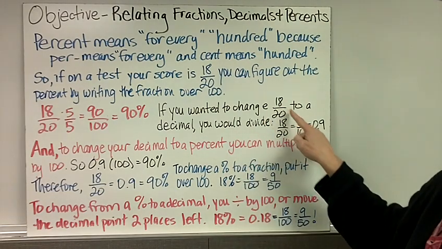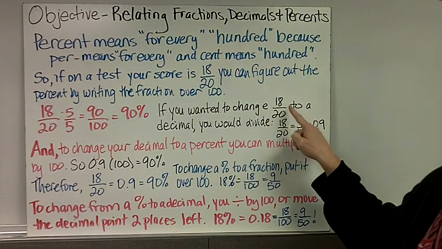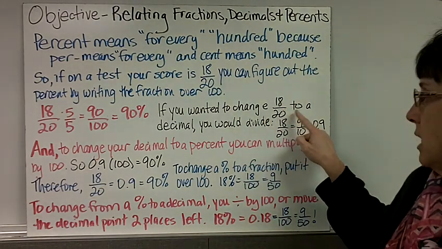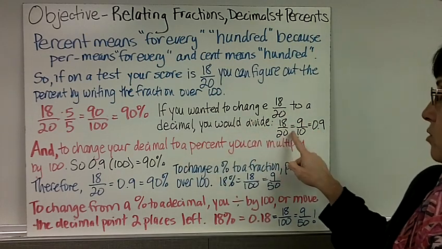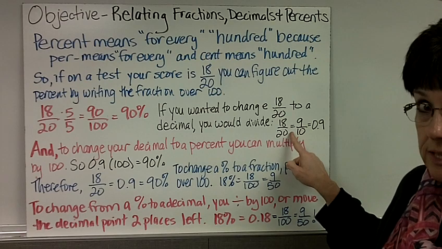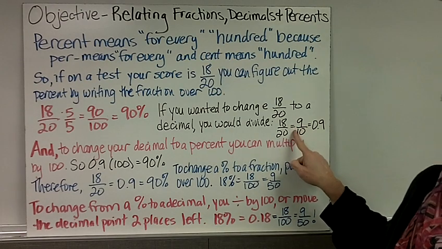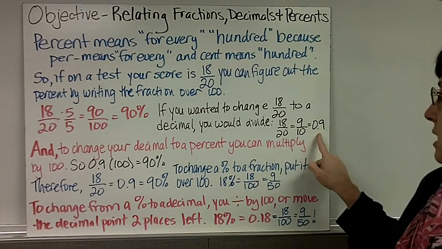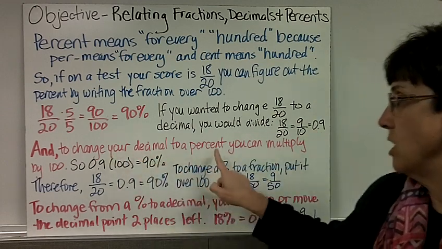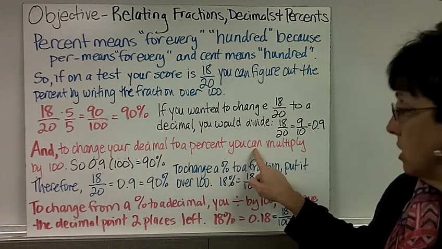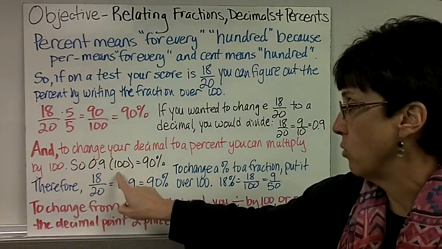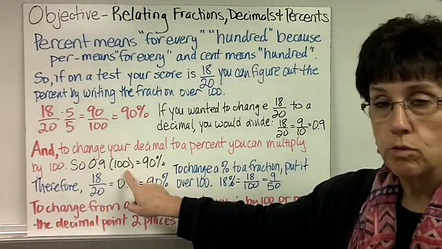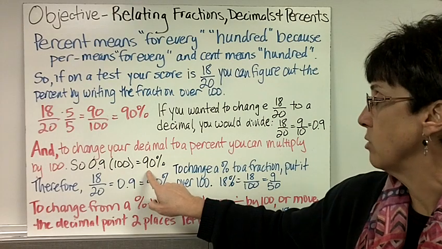If you wanted to change 18 over 20 to a decimal, you would divide. 18 over 20, first we simplify it to 9/10, and then we can either divide it or we can just say 9/10 and write 0.9. And to change your decimal to a percent, you multiply it by 100. So 0.9 times 100, move the decimal 2 places to the right, and we get 90%.